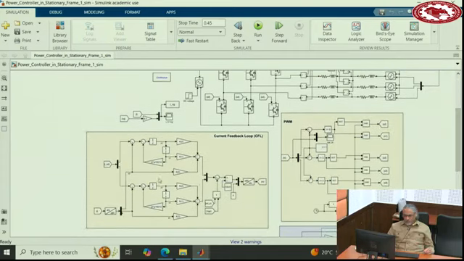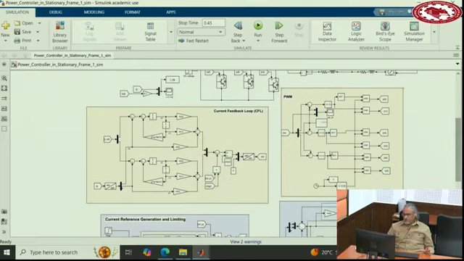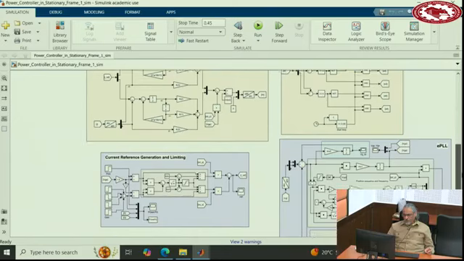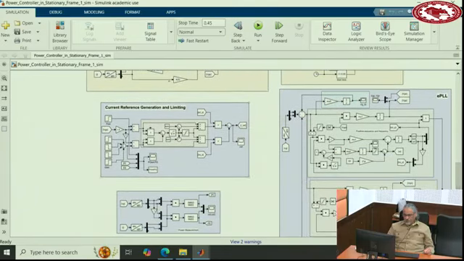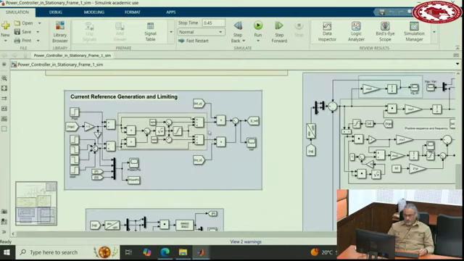The controller has two separate controllers, one for alpha and one for beta. After that, you convert alpha, beta to ABC. Then there are three PWMs, bipolar. And this is the current limiting part, and the reference generation that uses SDP and SQP.